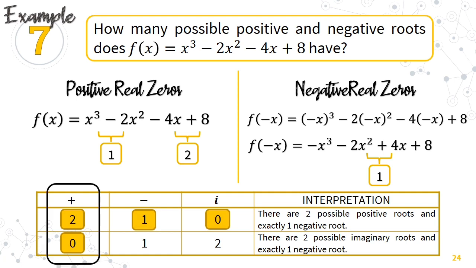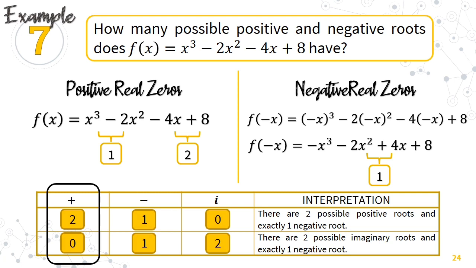Therefore, we may either have 2 positive roots or 0 positive roots. But for the negative roots, we will still have exactly 1 negative root. So if we have 0 positive roots and 1 negative root, we may have 2 imaginary roots. Therefore, these are the 2 possible combinations of the nature of roots of the given polynomial.